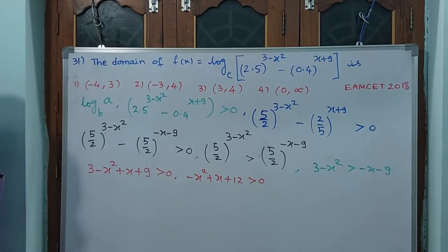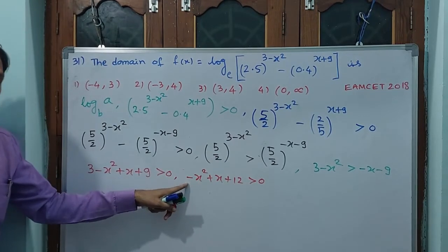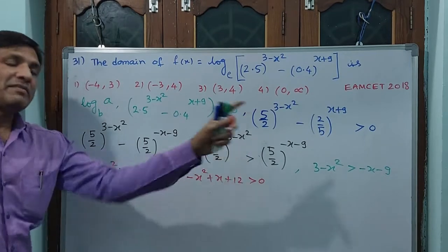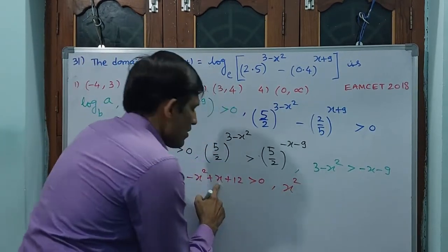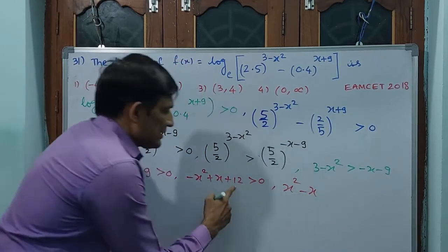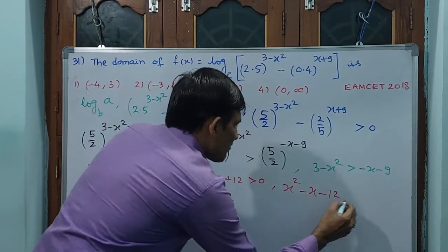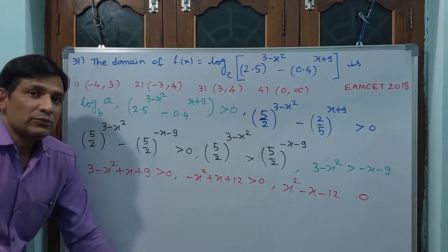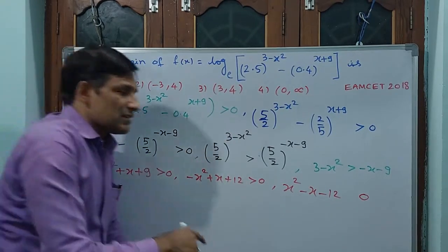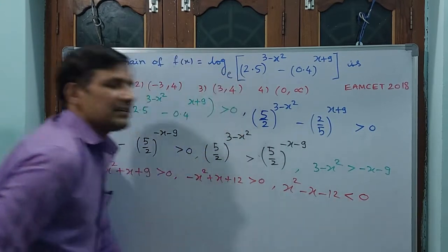Okay? Now you see, x square term is negative. That is why I want to multiply with minus. Minus, if I multiply, it is going to become plus x square. Plus x is going to become minus x. Plus 12 is going to become minus 12. This side 0 is okay. Now you tell me, is this greater than? No. When you multiply with minus 1, this is going to become less than.